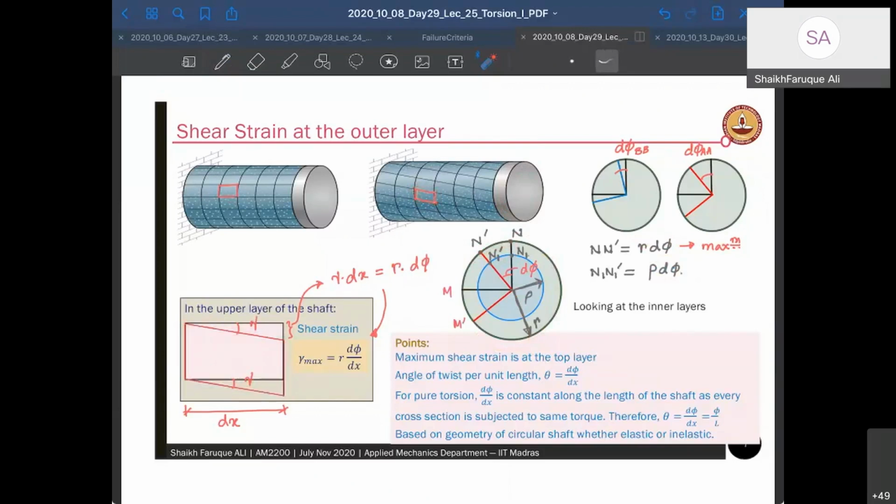What is your shear strain? Shear strain is this change in angle, right? Shear strain is going to be this change in angle. So if this is your dx, shear strain is this by dx, right? It is going to be this by dx. Now dx doesn't change. What is this? This is the maximum value of the change here. So this is N N dash, so it becomes R d phi. So gamma max is given by R d phi by dx. So gamma anywhere within the material will be rho d phi by dx. Is that clear?